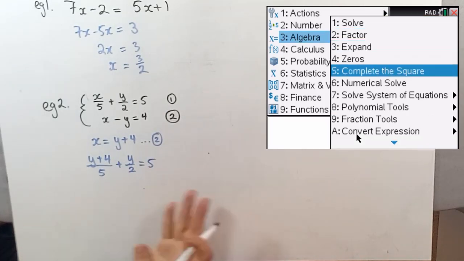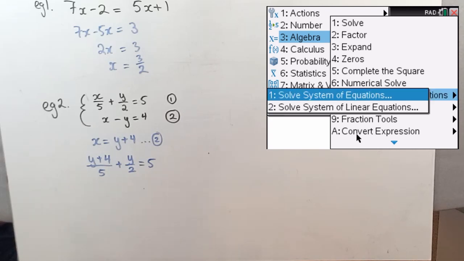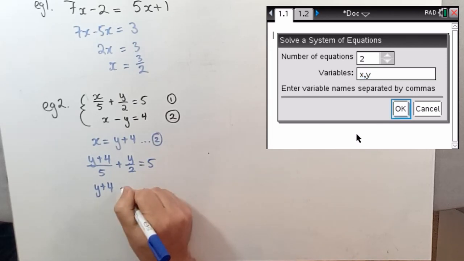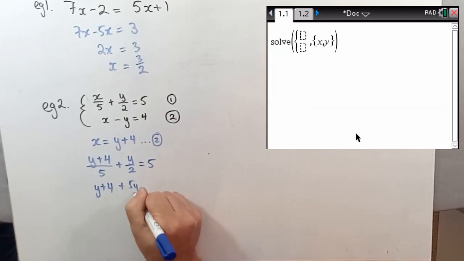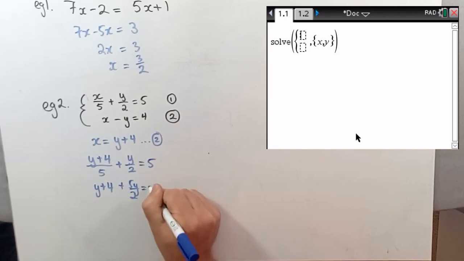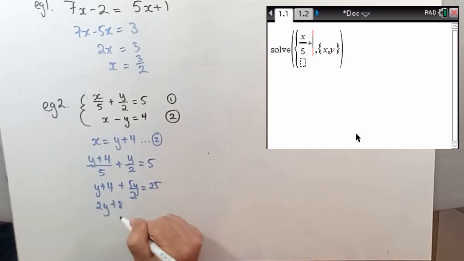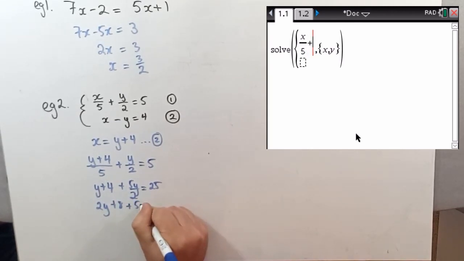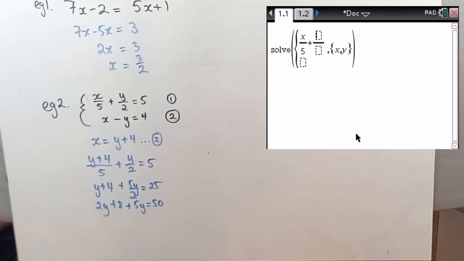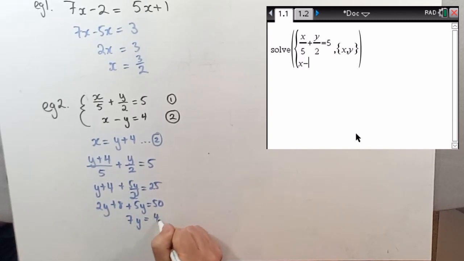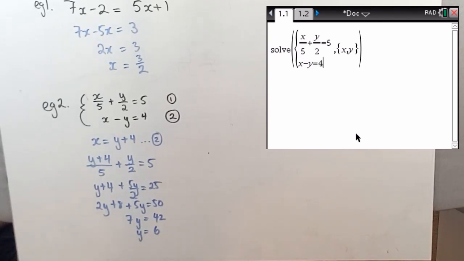Now I can do what I like as long as I do it to both sides of the equation. So if I times both sides by 5, I get y plus 4 plus 5y over 2 is equal to 25. Times them both by 2, I get 2y plus 8 plus 5y is equal to 50. So now I've got 7y is equal to 50 minus 8, which is 42. So y has to equal 6, dividing both sides by 7.